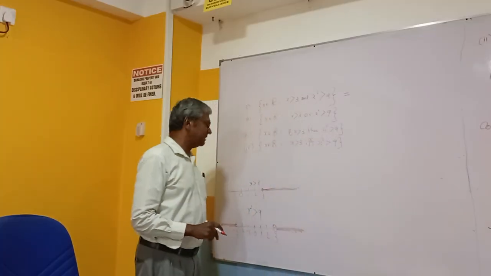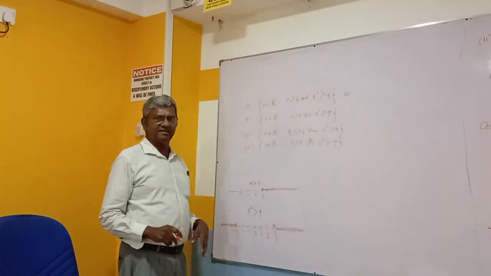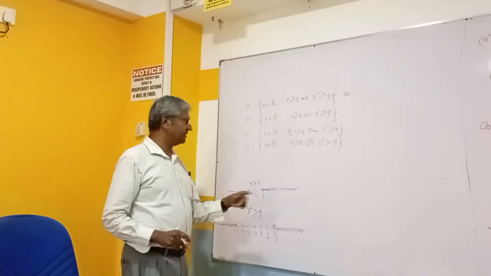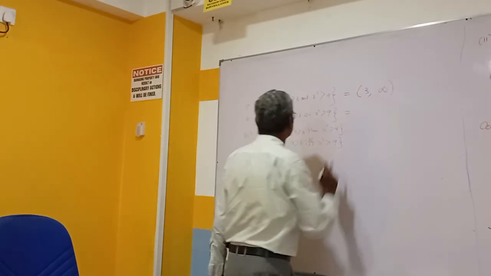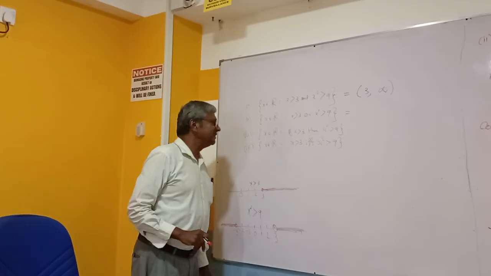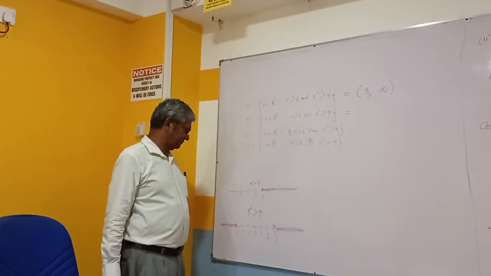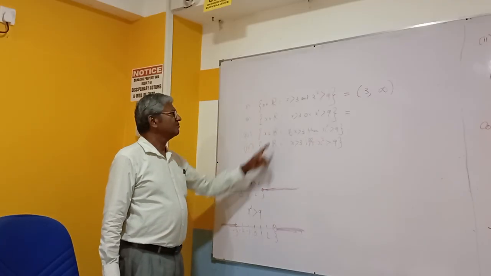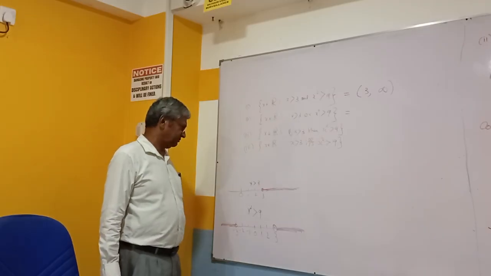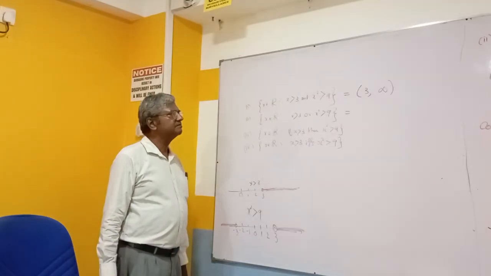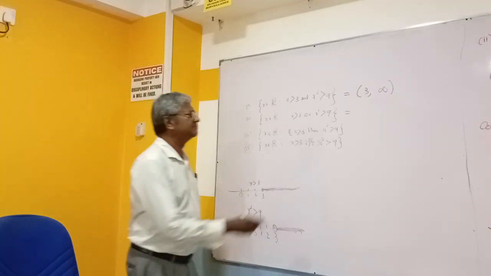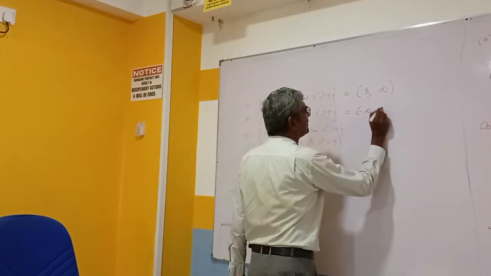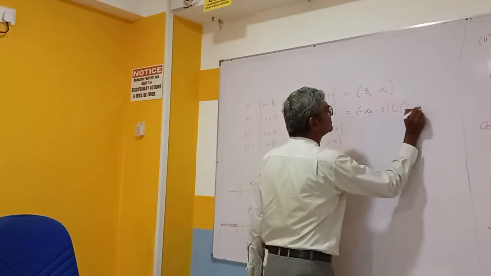X greater than 3 and x squared greater than 9. What is the answer? X greater than 3. That is 3 to infinity. X greater than 3 or x squared greater than 9? X greater than 3 union x less than minus 3. You are saying minus infinity to minus 3, union 3 to infinity. Right?